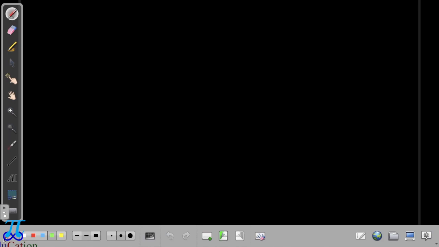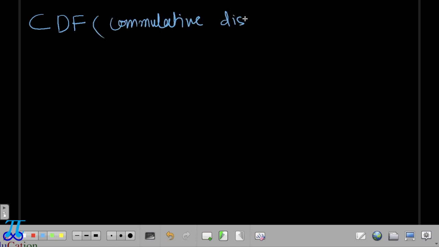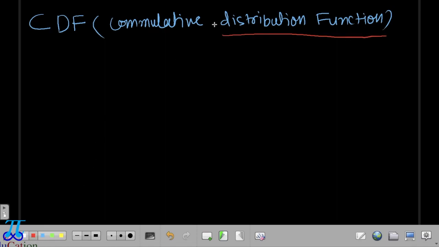First of all, I'm going to discuss CDF. So what is CDF? CDF means cumulative distribution function. Now it is also called distribution function only. So CDF is cumulative distribution function. Now we will ask ourselves, what is CDF? So let's start with that.